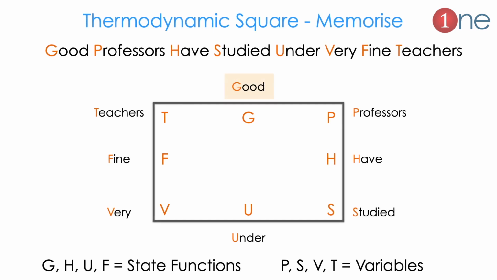At first we will understand the thermodynamic square. The thermodynamic square is nothing but an acrostic of the lengthy sentence: Good Professors Have Studied Under Very Fine Teacher. We will take the first letter of each word, which is G, P, H, S, U, V, F, T. So this is the thermodynamic square, and you should memorize it. Where G is free energy, H is enthalpy, U is internal energy, F is Helmholtz free energy. Where P, S, V, T are variables, where P is pressure, S is entropy, V is volume, T is temperature. So you should memorize the square to write the equations.